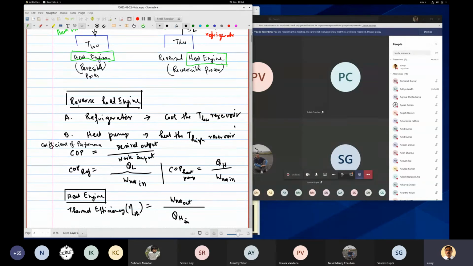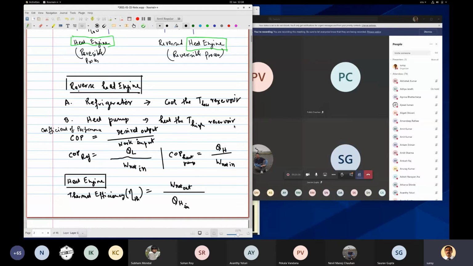Now if you are talking about a regular heat engine, then we talk about thermal efficiency, eta TH. Here the heat engine is work producing. Our desired, what do we desire?